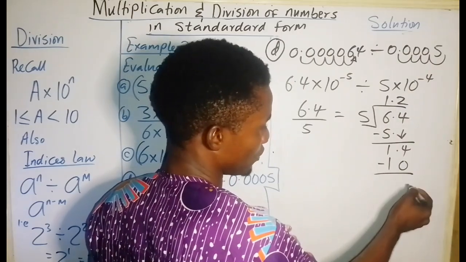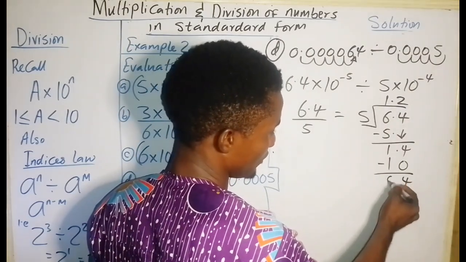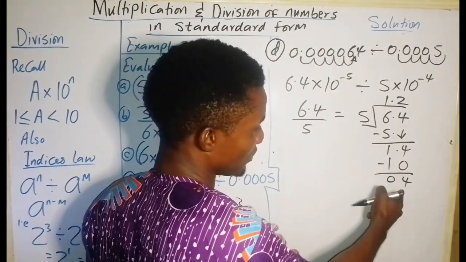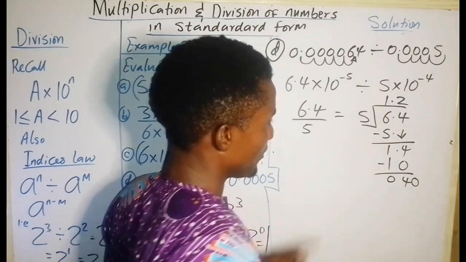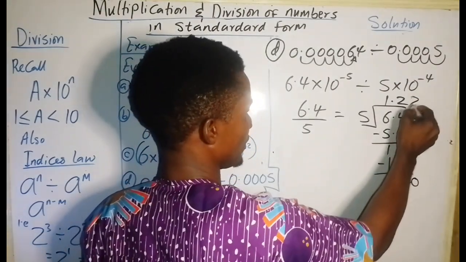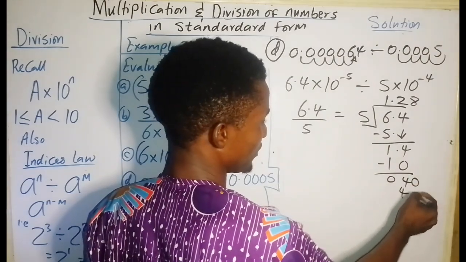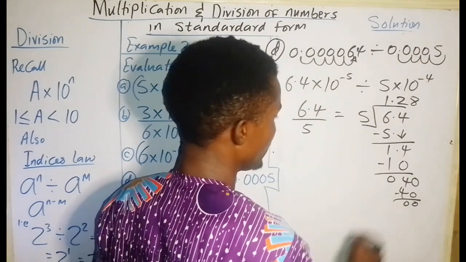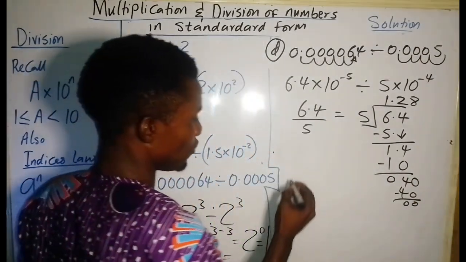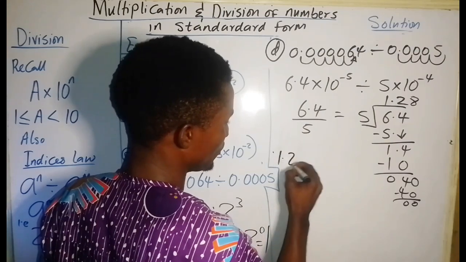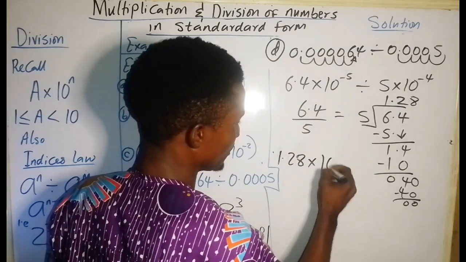You subtract. This will give us 4, 0. Can 5 go in 4? No, we add 0 to this. 5 in 40, that will give us 8. 8 times 5, that's 40. 40 minus 40 will give you 0, 0. So we have 1.28 times 10 raised power what?